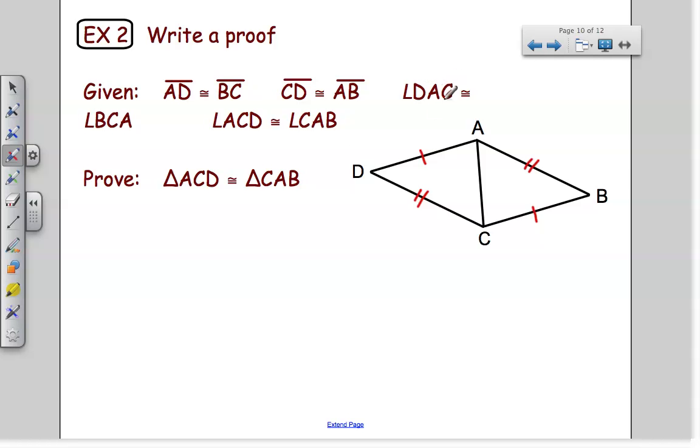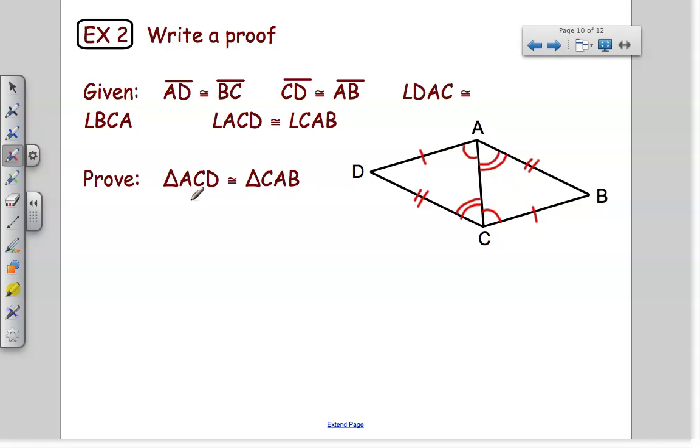Angle DAC. A is a vertex. This would be my angle. I'll put one arc. It is congruent to angle BCA. That'll also get one arc. Let's see. I also know that angle ACD is congruent to angle CAB. Angle ACD, give that two arcs, congruent to angle CAB. Add vertex A. There it is.